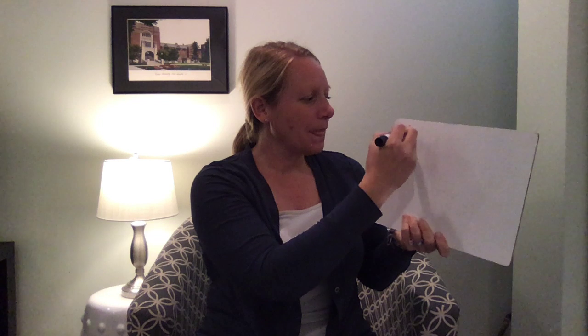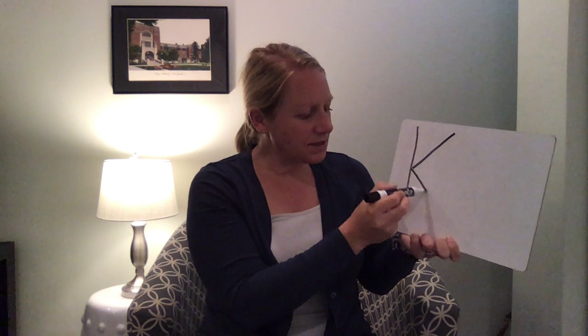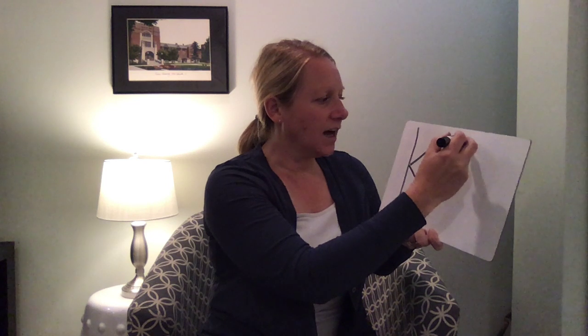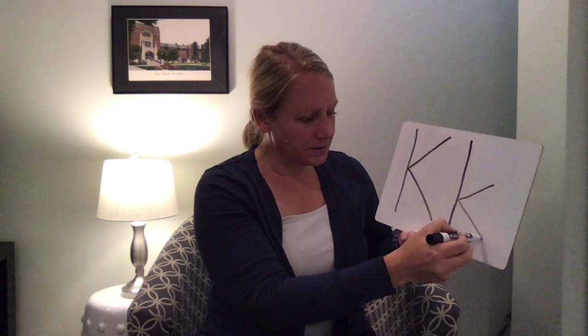Start at the top, pull down to the bottom. Come back up to the top, pull down to the middle, and then go down to the bottom on a diagonal. Uppercase K, kite, k. Lowercase k starts at the top, pulls down to the bottom, comes to the middle, tucks into the line, and back down to the bottom. K, kite, k. Say it again. K, kite, k. Repeat after me. K, kite, k.